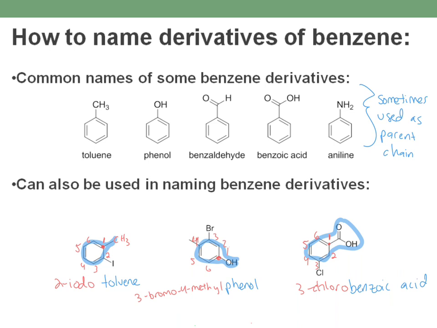So there's toluene, phenol, benzaldehyde, benzoic acid, aniline. You'll also see there's xylenes, there's anisole, there's cumene, there's cresol, there's all kinds of derivative names. These are some of the more common ones.